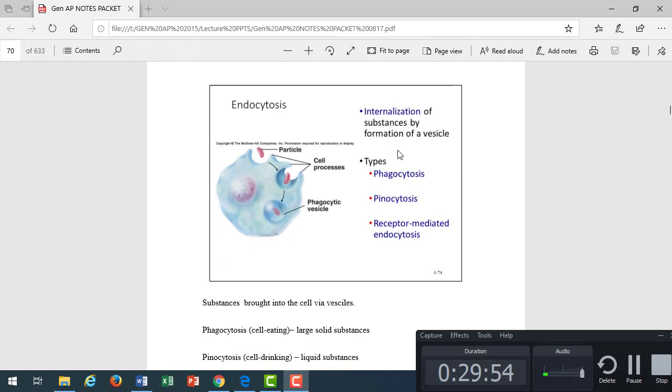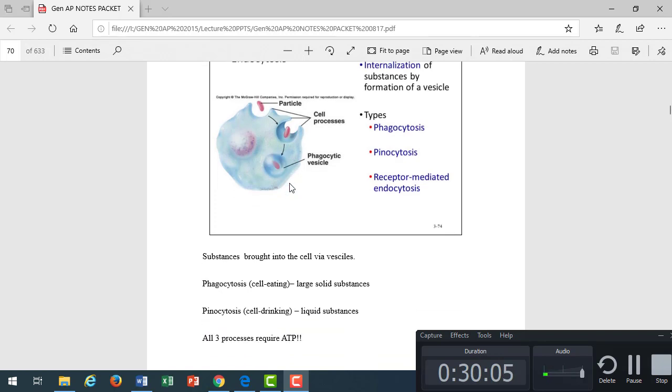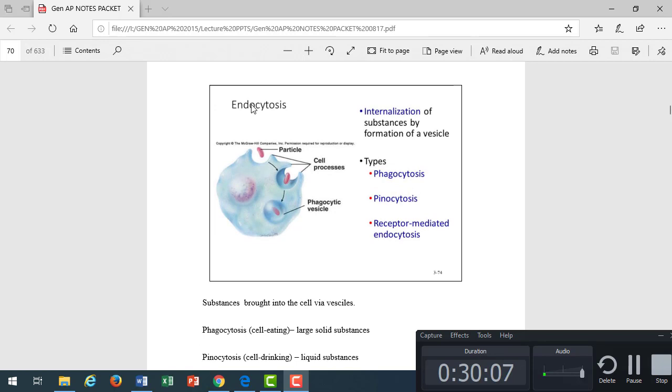Other types of transport that are a little more basic: endocytosis. Endo means inside. So what happens is the plasma membrane engulfs solid particles and pulls them into the cell. So endocytosis brings it into the cell. These all require ATP. There are different types. Phagocytosis means cell eating. So this is solid substances like bacteria. A white blood cell that's attacking bacteria as part of the immune system is an example of endocytosis, specifically phagocytosis.